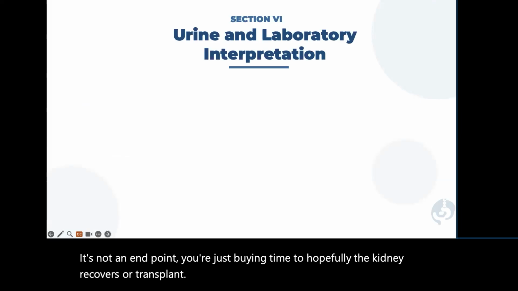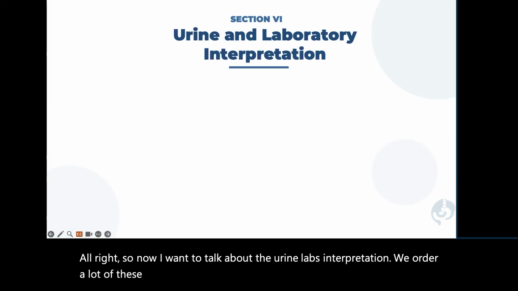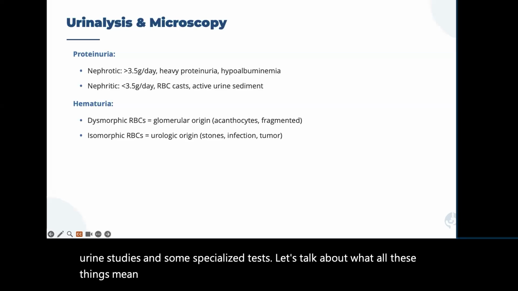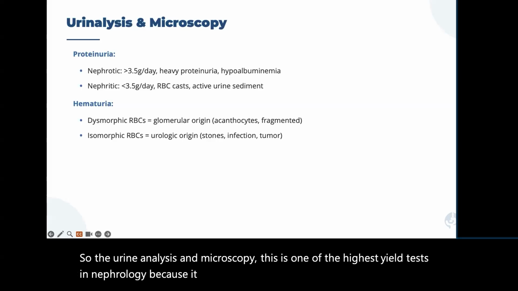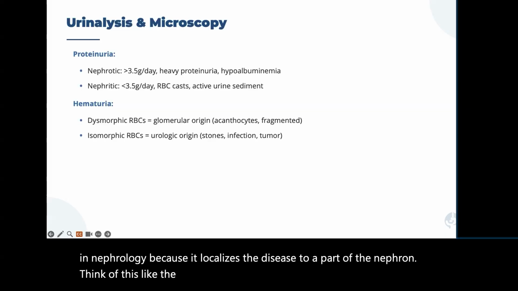All right, so now I want to talk about urine labs interpretation. We order a lot of these things. They're broad categories. We have serum markers and urine studies and some specialized tests. Let's talk about what all these things mean here. So the urinalysis and microscopy, this is one of the highest yield tests in nephrology because it localizes the disease to a part of the nephron. Think of this like the liquid biopsy, okay?